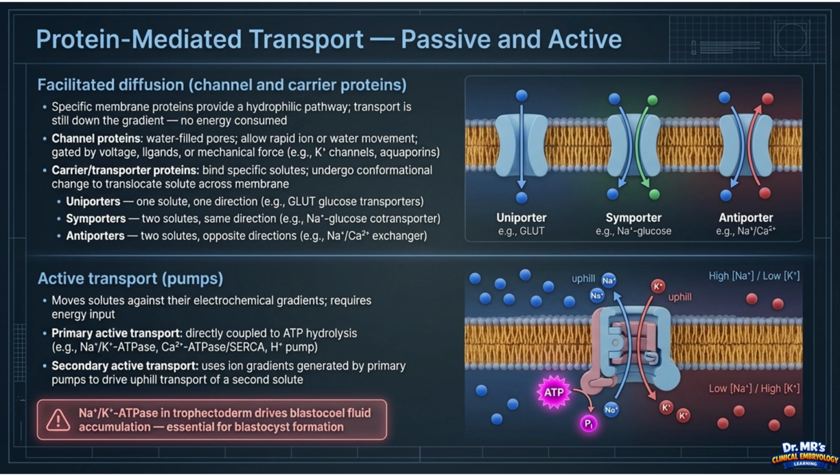A uniporter moves one type of solute in one direction. The glucose transporter family, called glucose transporter proteins, are uniporters that move glucose from high to low concentration into cells. A symporter moves two solutes in the same direction simultaneously. The sodium-glucose cotransporter uses the inward sodium gradient to drive glucose uptake against its own concentration gradient. An antiporter moves two solutes in opposite directions. The sodium-calcium exchanger extrudes calcium from the cell while sodium enters.